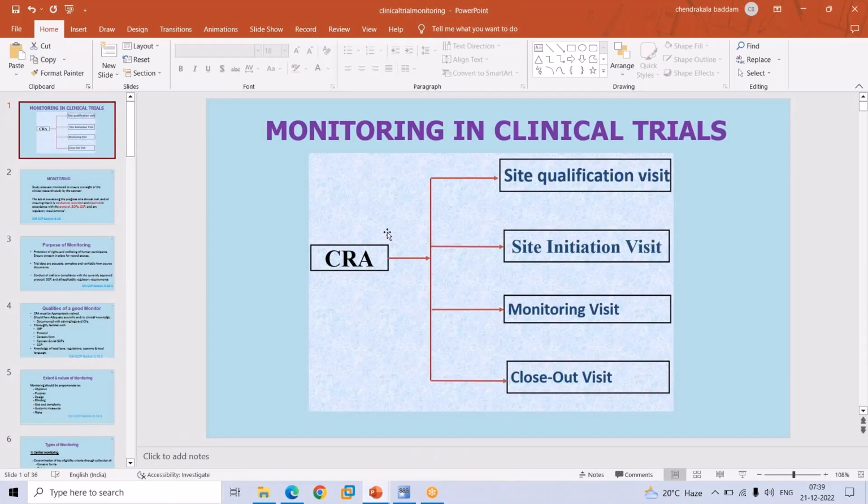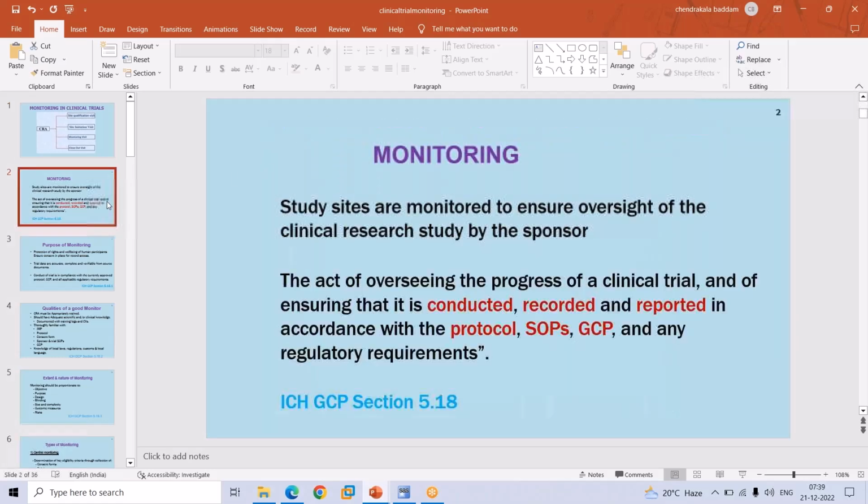So, monitoring in the clinical trial. Let us first learn what monitoring is. Here you can observe I have mentioned ICH GCP section 5.18. That means in the GCP guidelines, the fifth point, in that the 18th section, gives you the definition of monitoring.